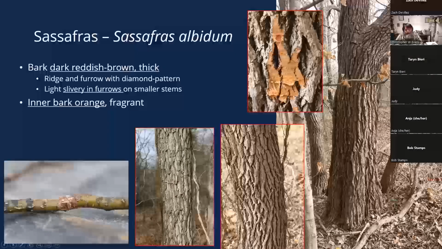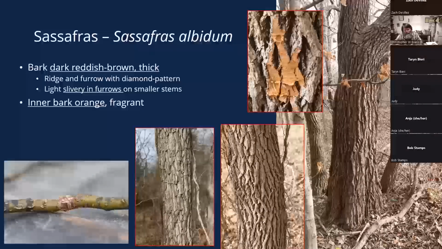And it really stands out, but it tends to only be in those medium size stems. If you slice into it, it really shows that burnt orange or dark orange inner bark. And then even the bark is going to be fragrant and kind of smell like Fruit Loops.